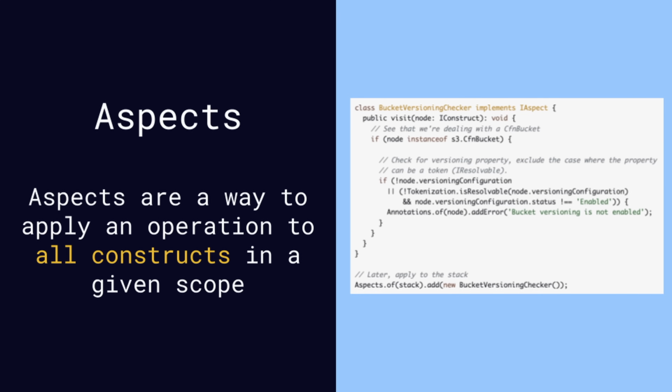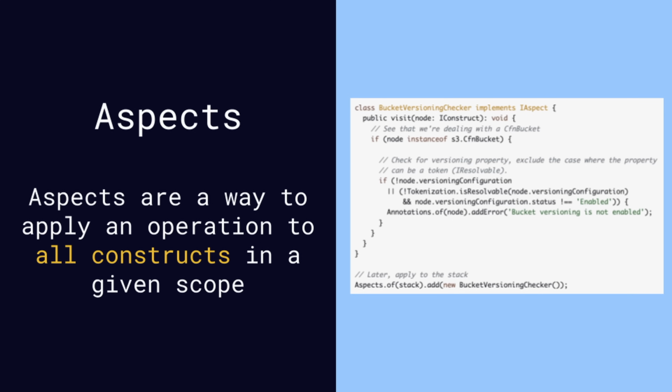During the prepare phase, CDK calls the visit method of the object for the construct and each of its children in a top-down order. The visit method is free to change anything in the construct. In this example, the bucket version checking class implements a visit method that checks if S3 bucket versioning is enabled. Here it throws an error, but you could just as easily modify the construct to enable versioning.